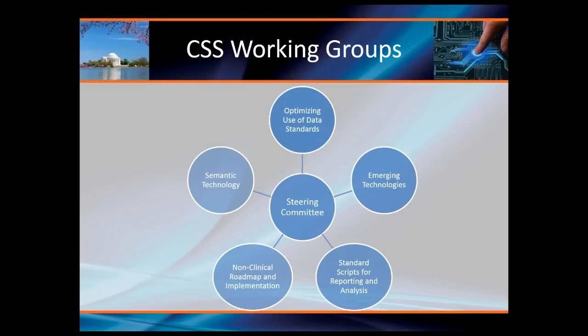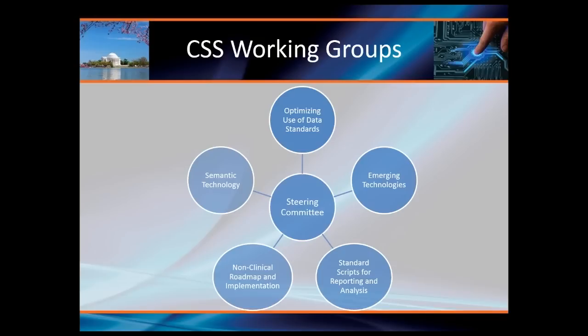We then have the standard scripts for reporting and analysis, which is focused on working together to develop white papers for some of the standard analyses, both within certain therapeutic areas and across safety and other topics within a clinical trial, and then to develop standard scripts that we can use to report on those white papers and analyses. The last two were originally one group and have now broken out into two.